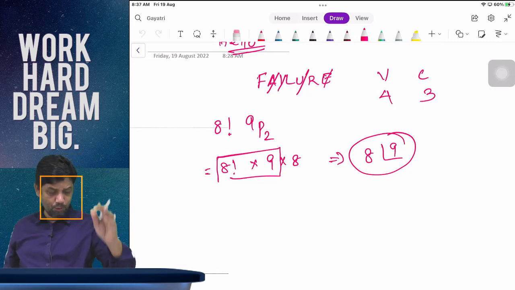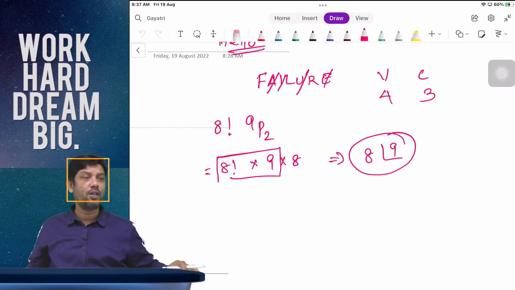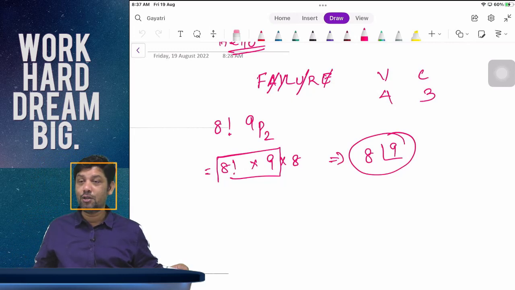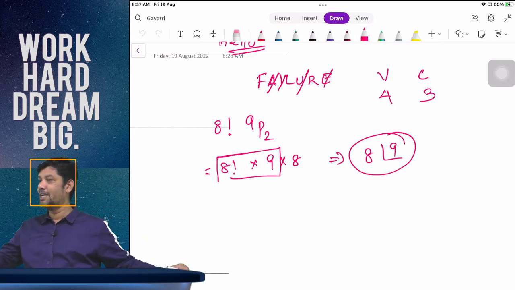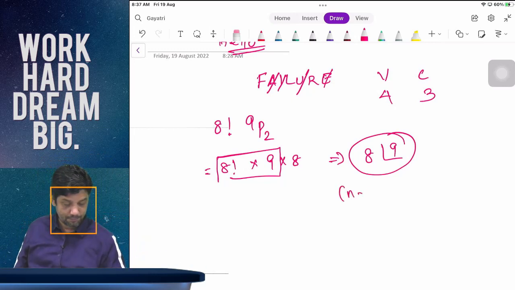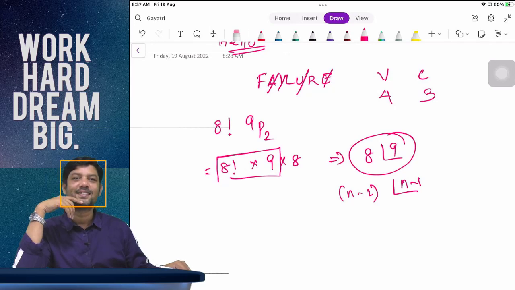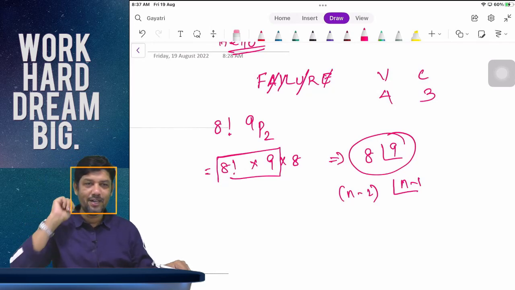Fantastic. Now look at this. For 12 students, what is the answer? 10 into 11 factorial. For n students, that is the answer. That is what is given. Is that right? Is that what is given? Okay.